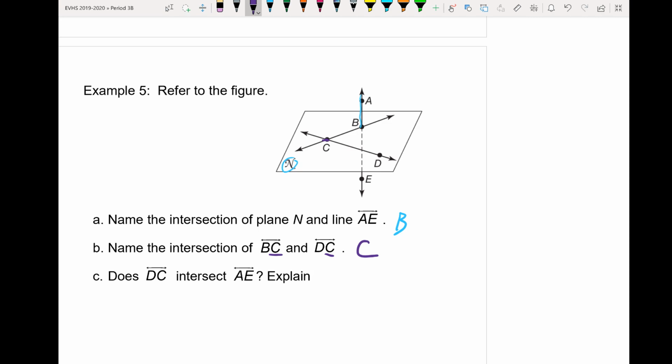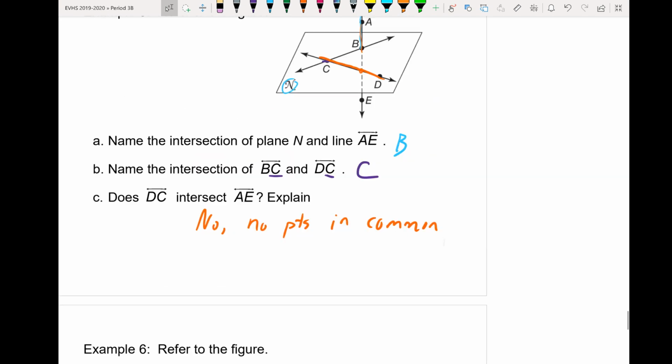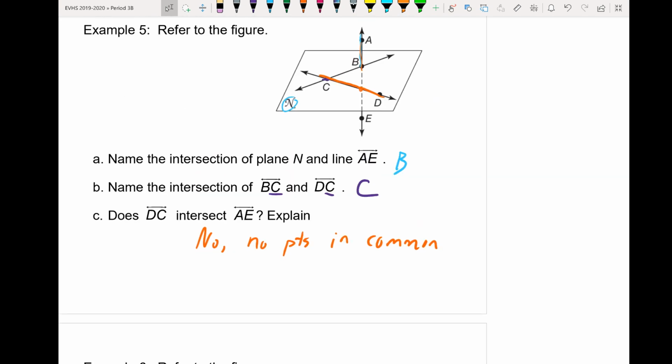Does line DC intersect line AE? No. But don't they cross right here? It's a dotted line, because it's behind, it's actually on the plane. So the answer is no, and why not? They are on different planes, so they have no points in common. Okay? Easy enough.